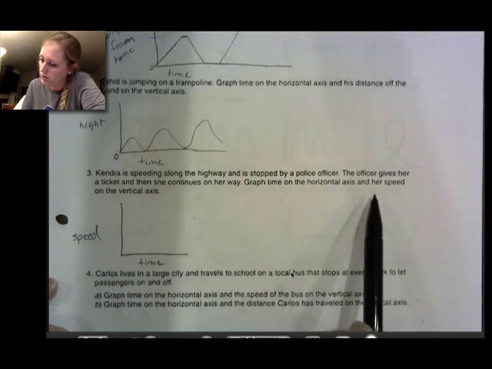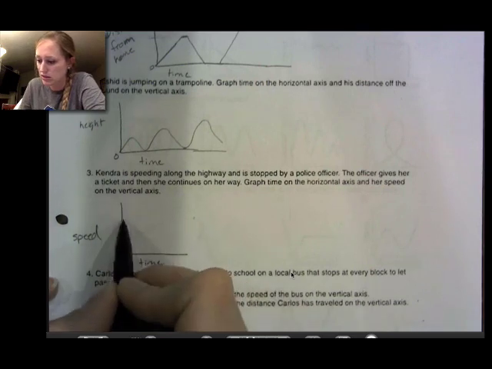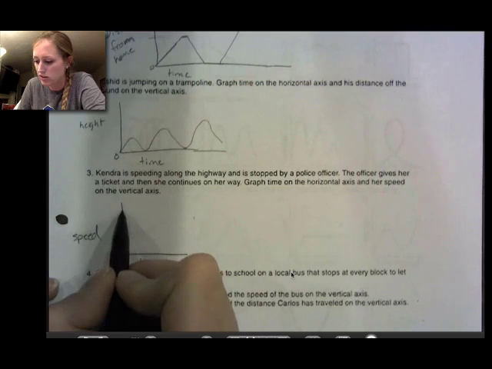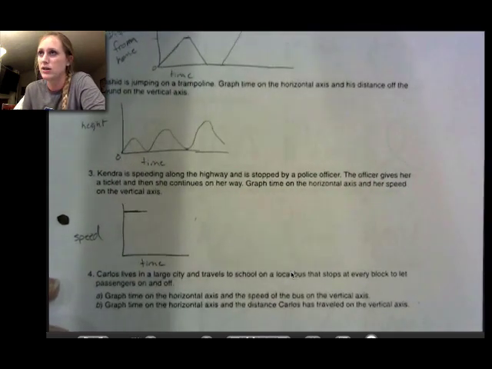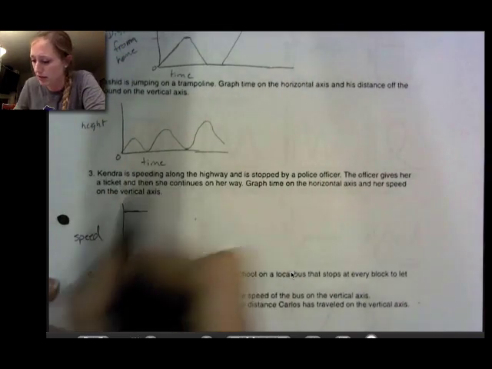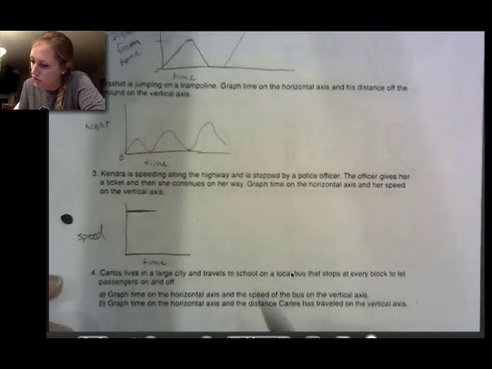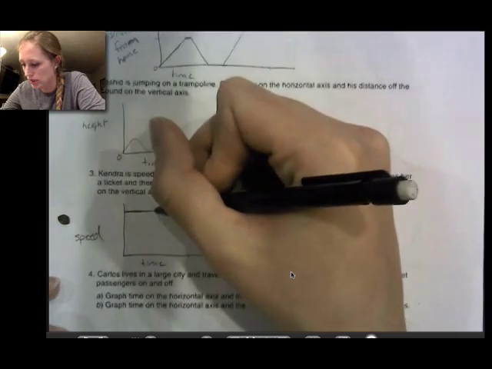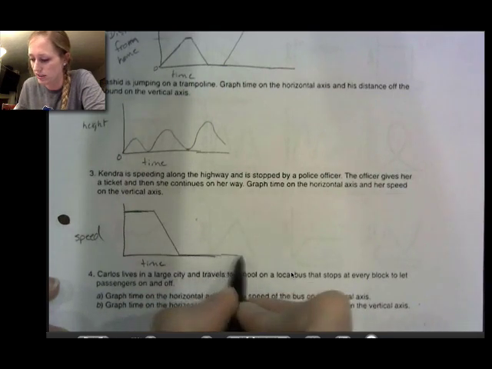Okay, the officer gives her a ticket because she was speeding. So initially her speed is really high. She's speeding, so let's say she's going along at a constant speed. Let's say she's going 60 in a 45, something like that. So she's staying at 60, but it's speeding. Then she gets pulled over. She has to slow down and stop. She pulls over, and then she stops. So she has 0 speed while she stops and the officer is writing her a ticket.